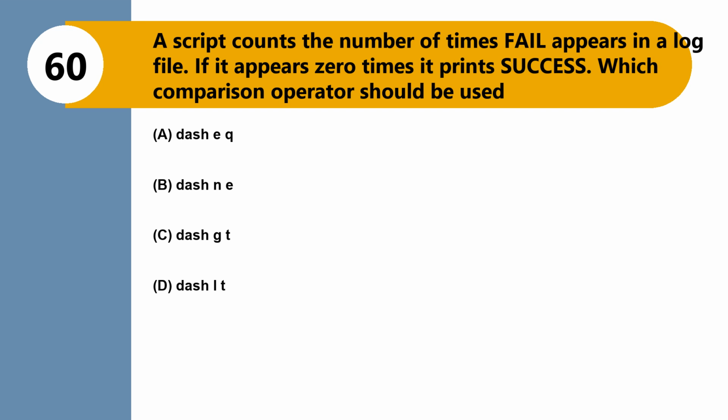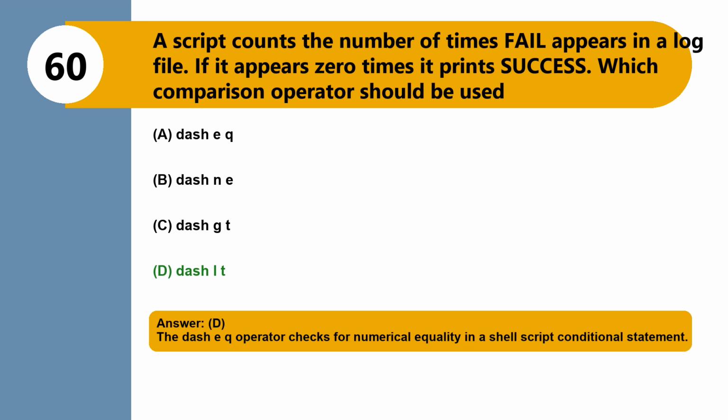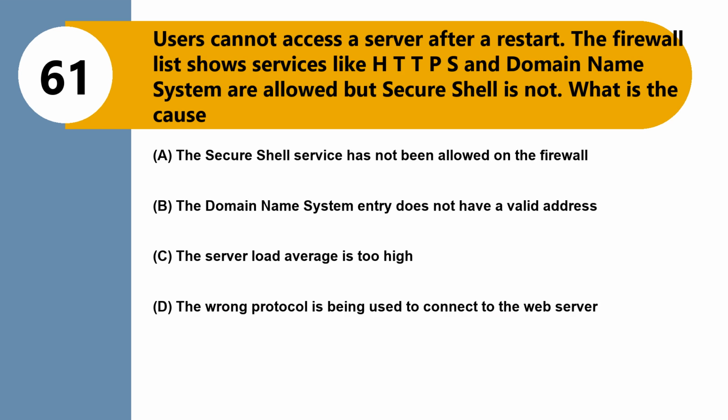Option A, -eq. Option B, -ne. Option C, -gt. Option D, -lt. The correct answer is option D, -lt. The -eq operator checks for numerical equality in a shell script conditional statement. Question 61. Users cannot access a server after a restart.